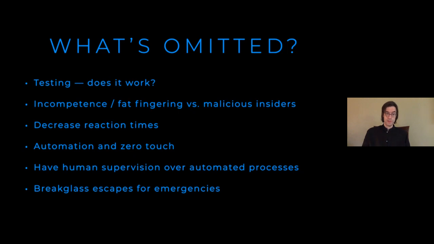Another thing that's not really covered by the seven principles is reaction times. When there is a problem, either a reliability problem or a security problem, we want to be able to respond to that in a very short amount of time. And coupled closely with that, although it's not quite the same thing, is automation. We would rather respond using automation, for example scripts, than with a human operator going in and changing stuff. But we need human supervision over the automated processes, and we need break glass escapes for emergencies that will allow us to move beyond the automation when it is clear that we need to do that.